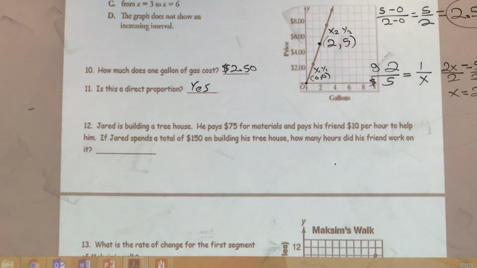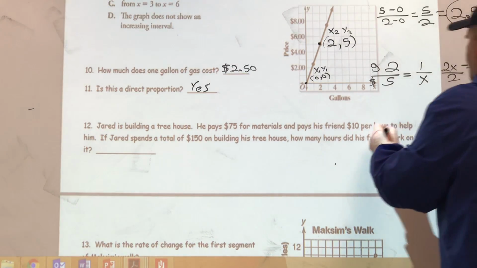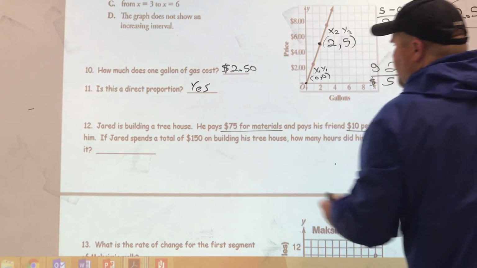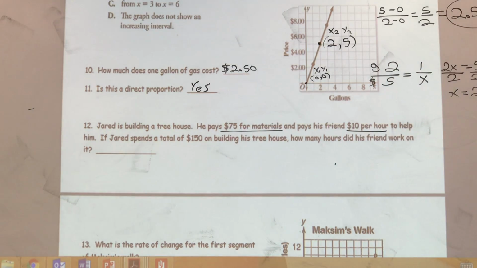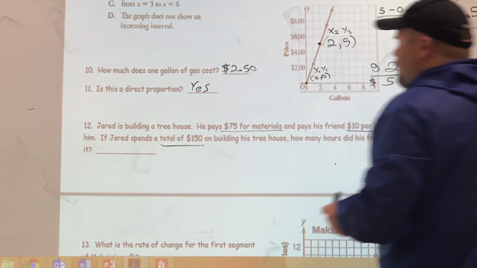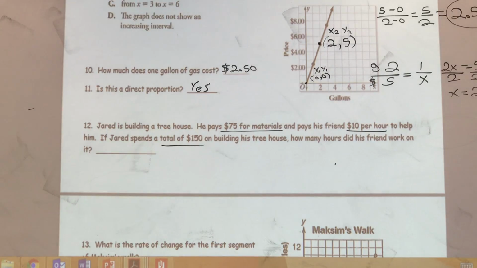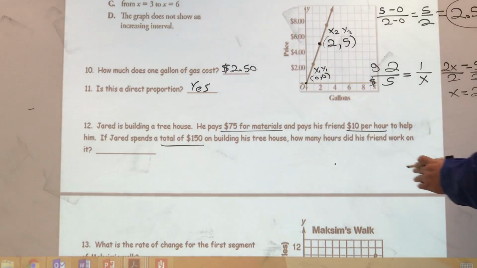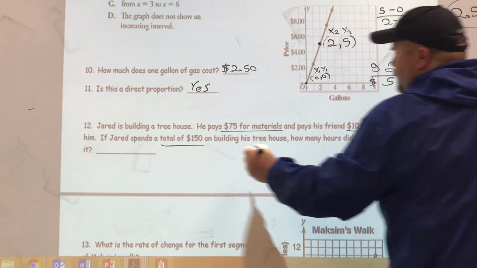Number 12, Jared is building a tree house. He pays $75 for materials and pays his friend $10 per hour. All right, I'm going to go ahead and underline some stuff. $75 for materials and pays his friend $10 per hour to help him. If Jared spends a total of $150 on building his tree house, how many hours did his friend work on it? All right, so we know the total is $150.